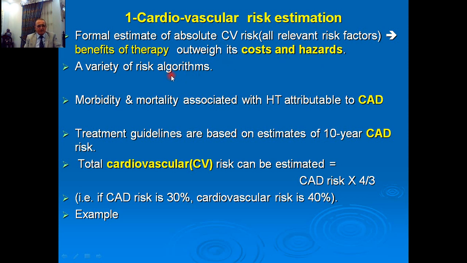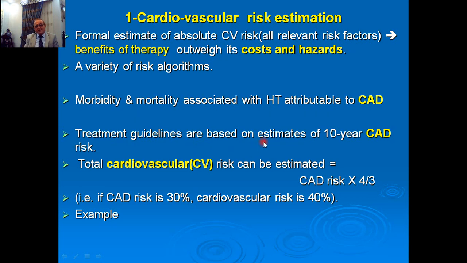There are a variety of risk algorithms, but remember that the mortality and morbidity of hypertension is related to coronary artery disease. Don't confuse this term coronary artery disease with cardiovascular. Cardiovascular is a generic term, heart and the blood vessels.